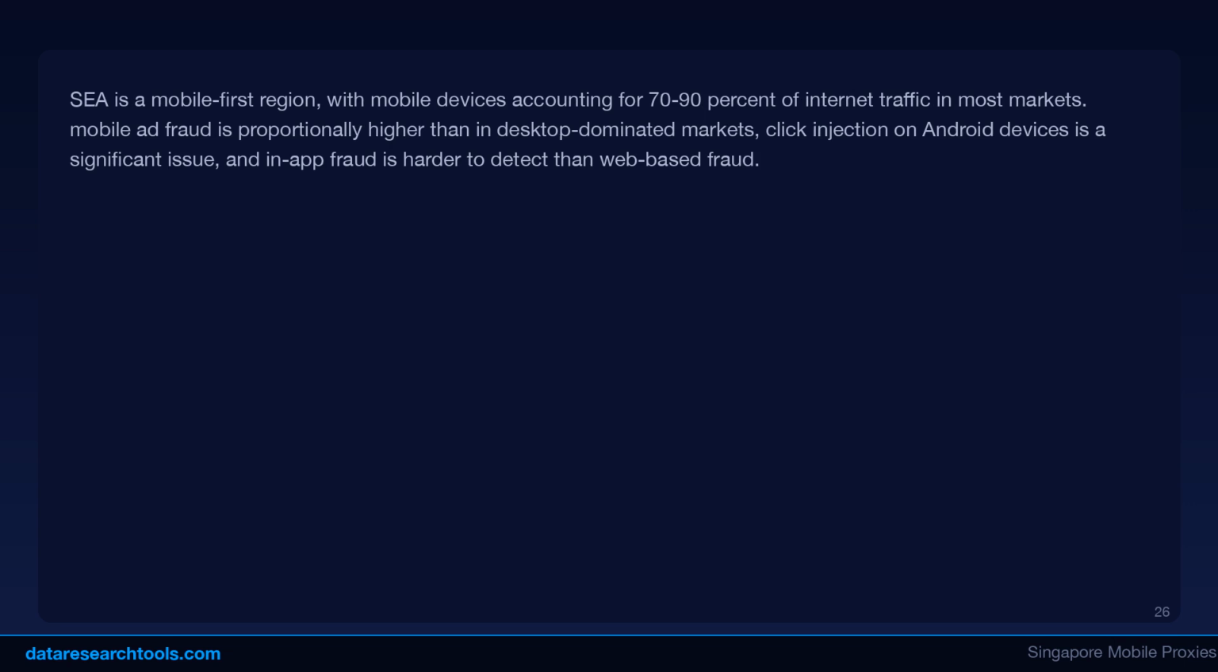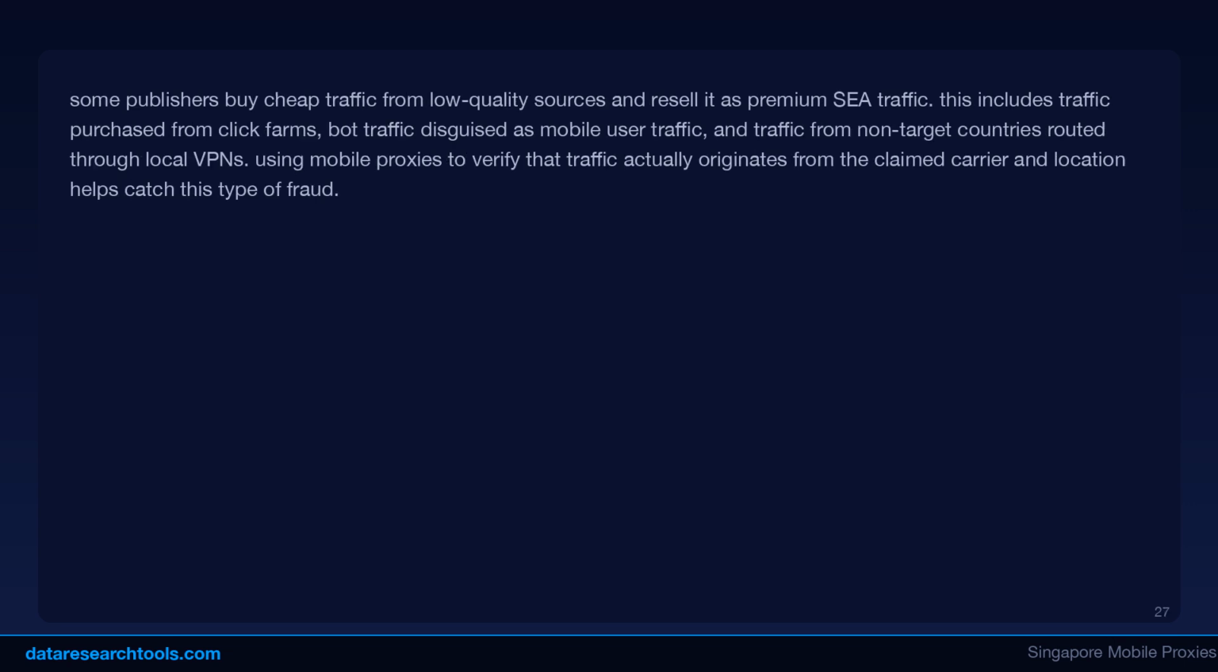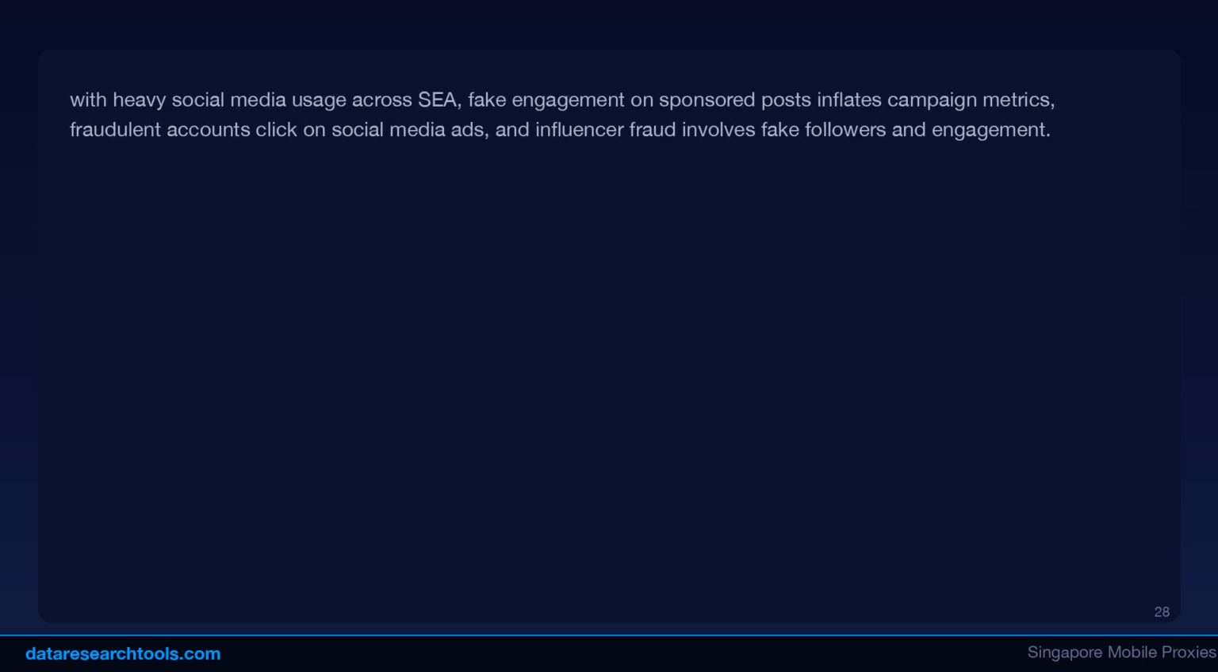This includes traffic purchased from click farms, bot traffic disguised as mobile user traffic, and traffic from non-target countries routed through local VPNs. Using mobile proxies to verify that traffic actually originates from the claimed carrier and location helps catch this type of fraud. Given heavy social media usage across SEA, fake engagement on sponsored posts inflates campaign metrics, fraudulent accounts click on social media ads, and influencer fraud involves fake followers and engagement.